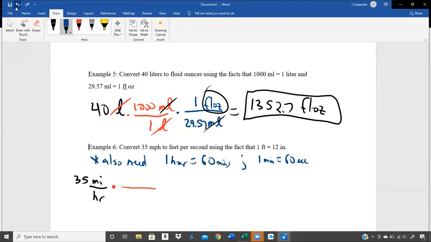And, oh, I forgot to write another one. I said 1 foot is, why did I write 1 foot is 12 inches? I was supposed to do miles and feet. Silly me. Then 5280 feet is equal to 1 mile. Sorry about that.